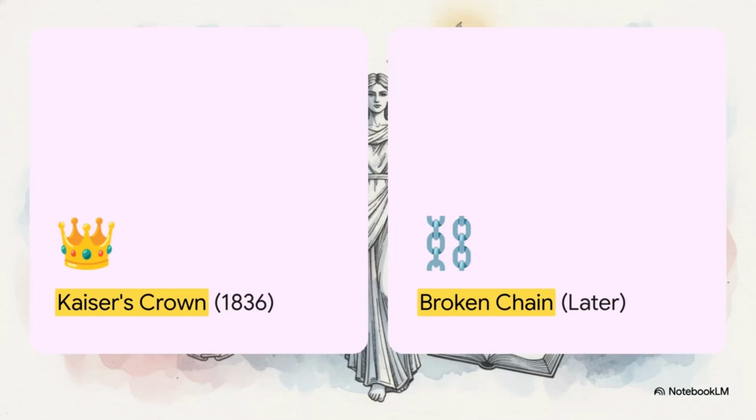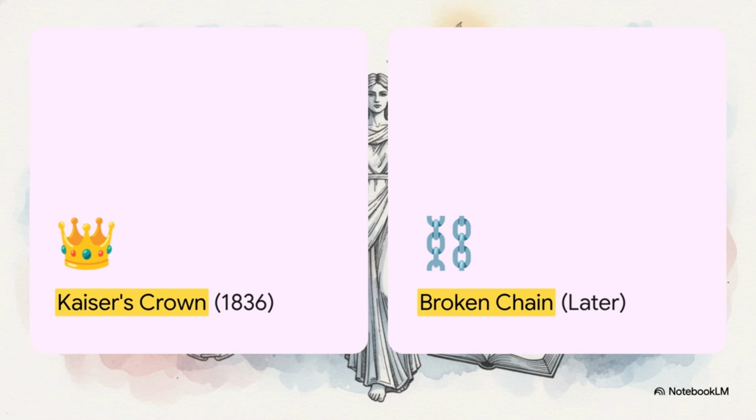Now, here is a crucial historical clue left behind by an artist named Veit. Back in 1836, he placed the Kaiser's crown, which is a massive symbol of monarchical submission, exactly in the same spot where he later placed a broken chain, representing ultimate emancipation. I mean, this is a historian's goldmine.